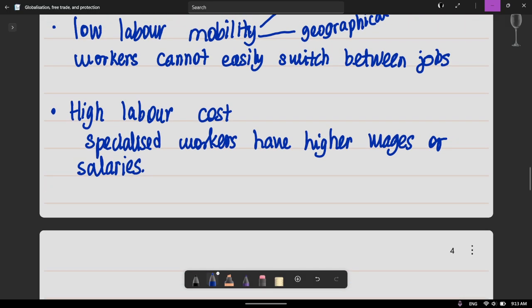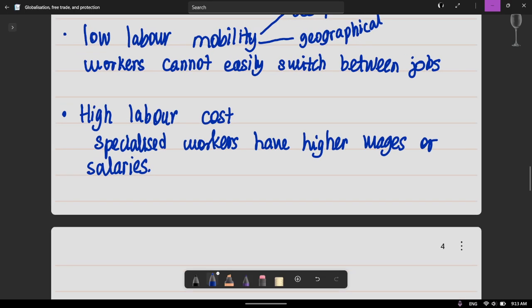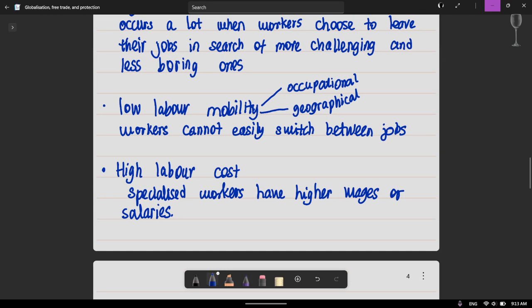Last but not the least, high labor cost. Now, if you're specialized in something, that means you have high skills in that particular job. If you have high skills, that gives you the right to demand more wages, and this leads to specialized workers having higher wages or salaries, which is bad for firms because this increases their production cost, which eventually increases the price of the products that they produce. But again, you have something like economies of skill coming in and all that, which balances it.